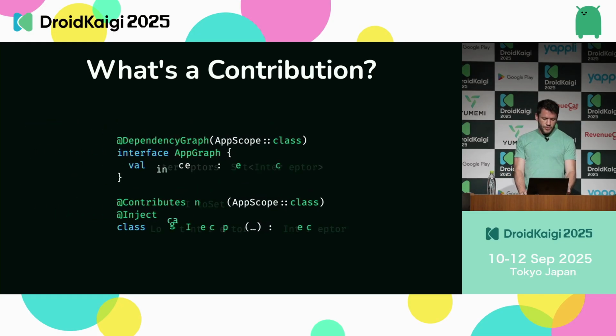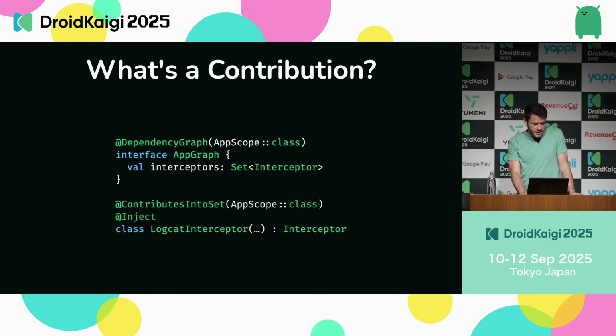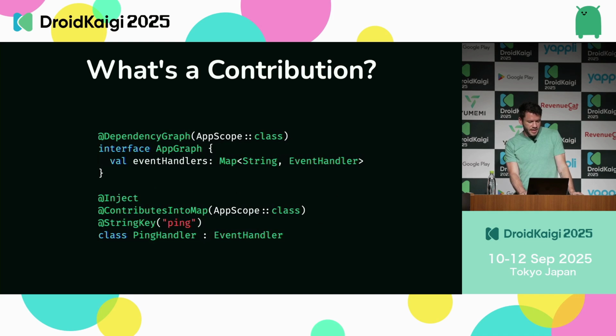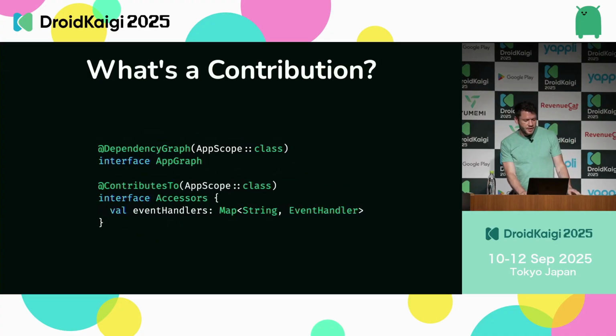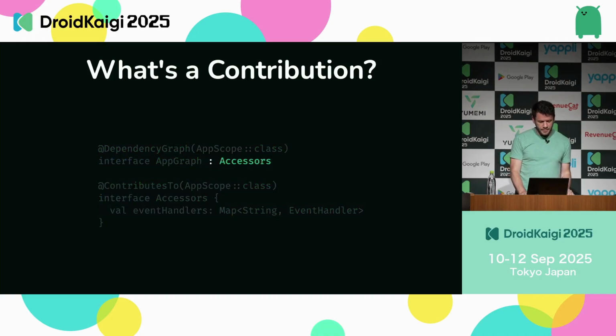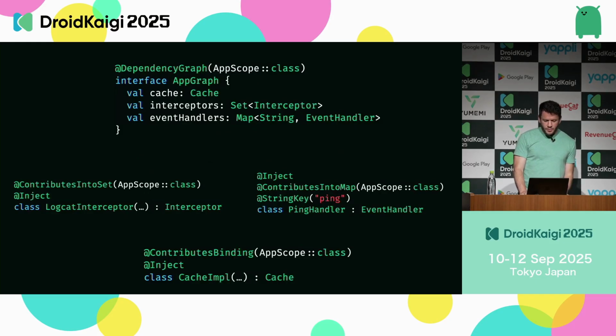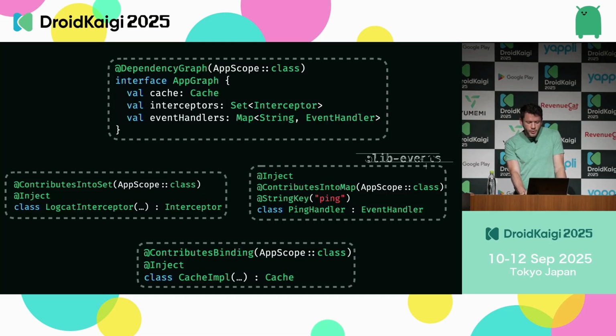If we want to contribute into a multibinding, we can do that too. ContributesIntoSet contributes a class into a multibound set of its supertype. Maps are similar, just annotate the class with the map key as well. The third and simplest type is ContributesTo. Maybe we want to define these handlers in some other interface and just make sure the app graph extends that. ContributesTo just contributes the annotated interface to that scope, and the graph will extend it. As long as these classes are visible on the classpath to the graphs that declare that scope, the Metro compiler will automatically aggregate and include them directly in the generated graph. This is super useful, if not necessary, when working in a larger modularized codebase.